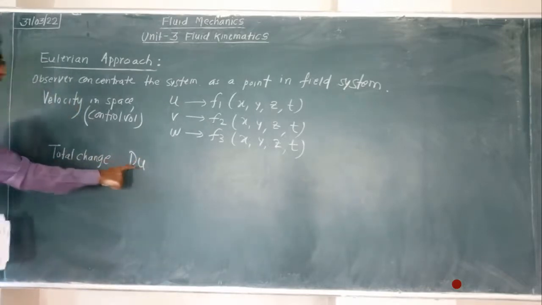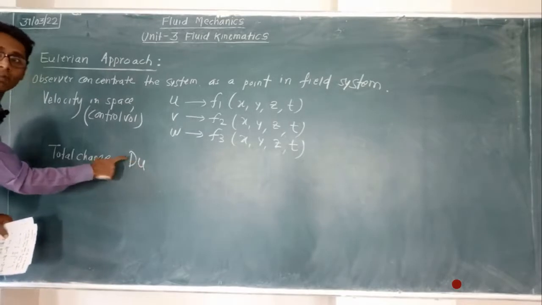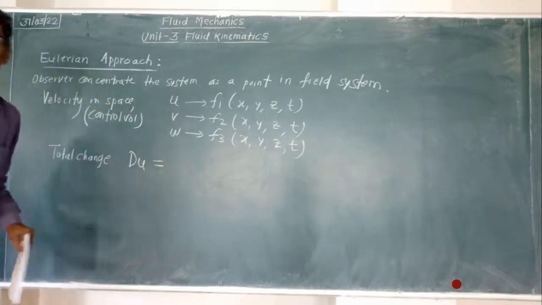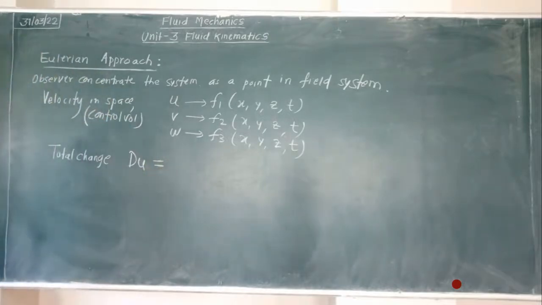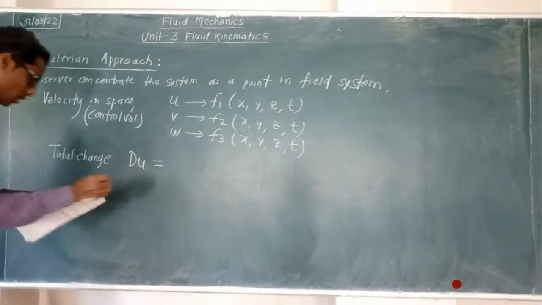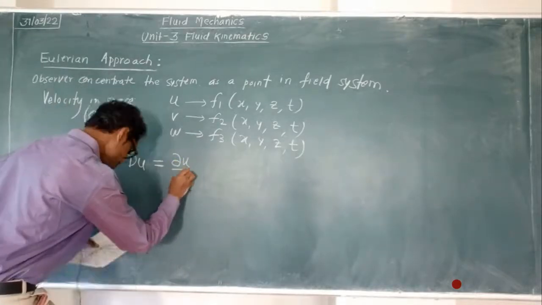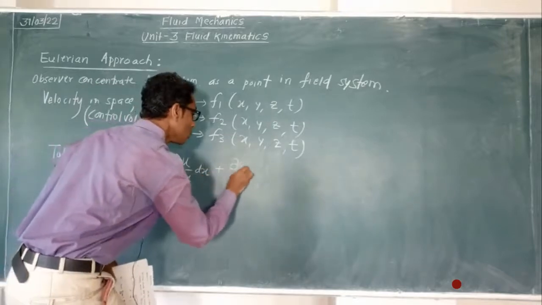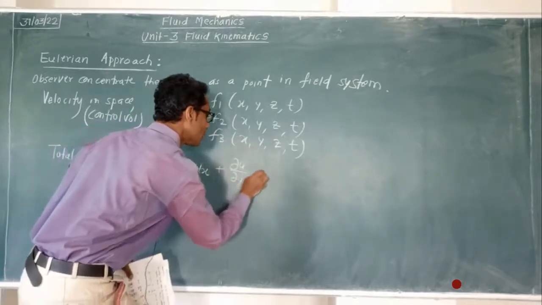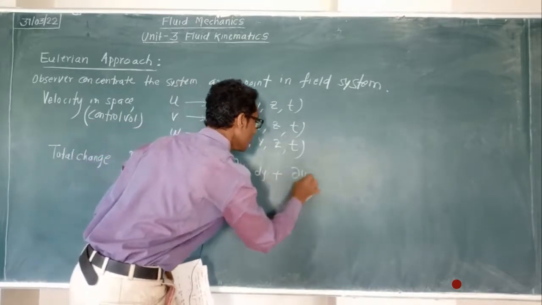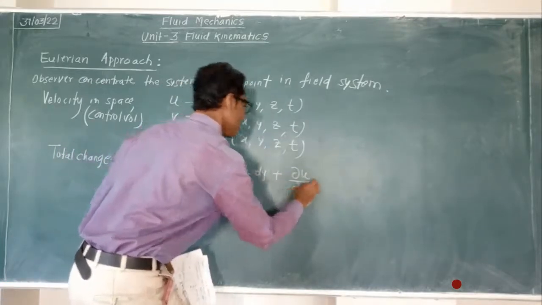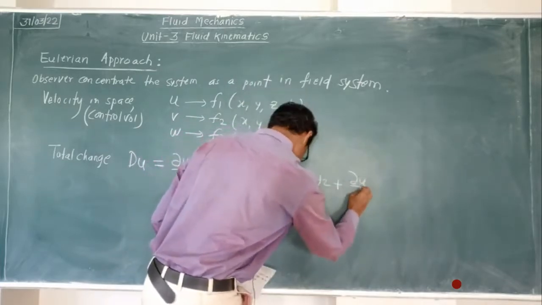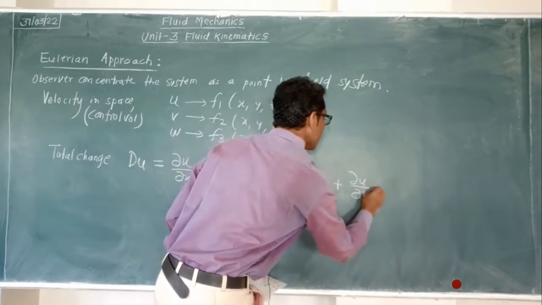Du means the total change in velocity, capital Du. How is it expressed? It is expressed using partial differentiation form. It is also called the chain rule. What is the chain rule? You will understand now. This is: delta u by delta x into dx, plus delta u by delta y into dy, plus delta u by delta z into dz, plus delta u by delta t into dt.